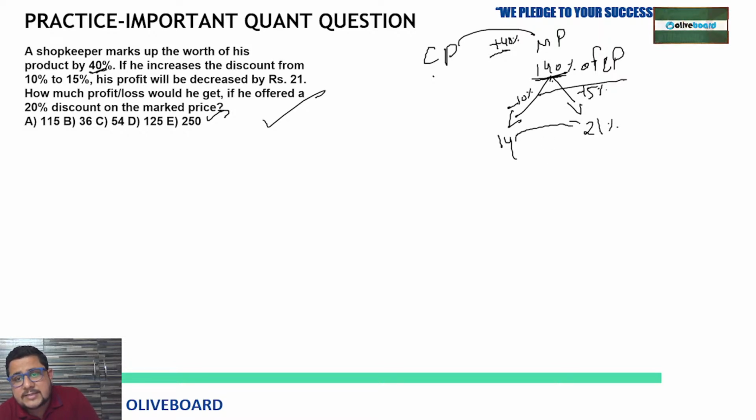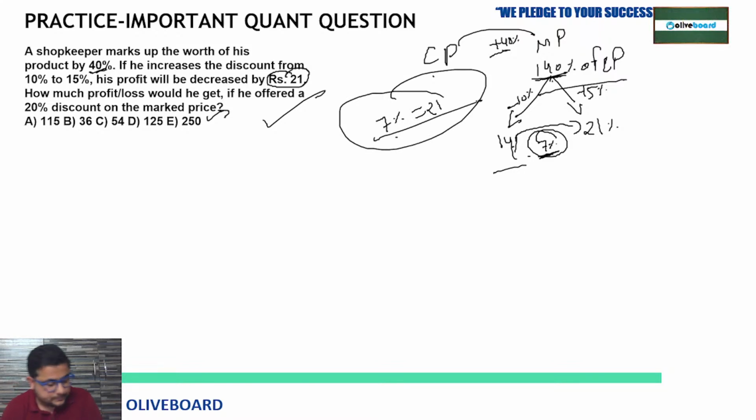But here, the actual difference you have to check. That is 14 to 21, 7%. And this 7% of the cost price is equal to this 21. Clear? Clear to all of you or not? See, what I'm saying is, from 10 to 15, the extra discount is 5%. So directly also you can solve it. 140 is the marked price.